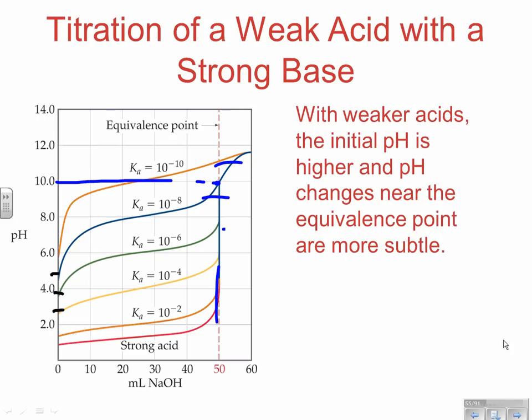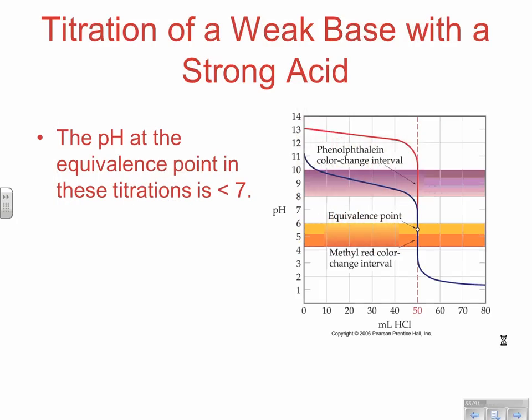So 7 is kind of the minimum for a weak acid. And the closer we get to a strong acid, the closer we're going to get to 7. The weaker the acid gets, the more we're going to get away from 7. So the initial pH is going to be higher, and the pH near the equivalence point is going to be much more subtle when you have a weaker weak acid.